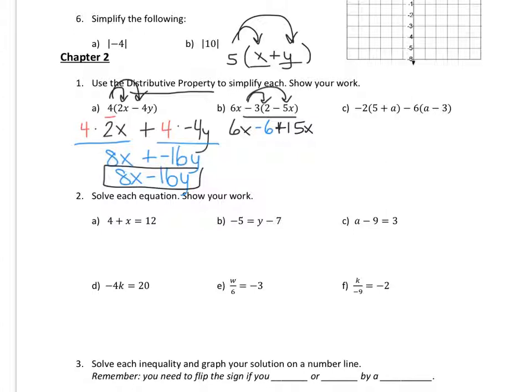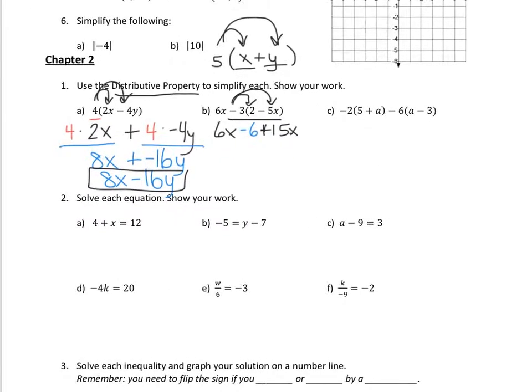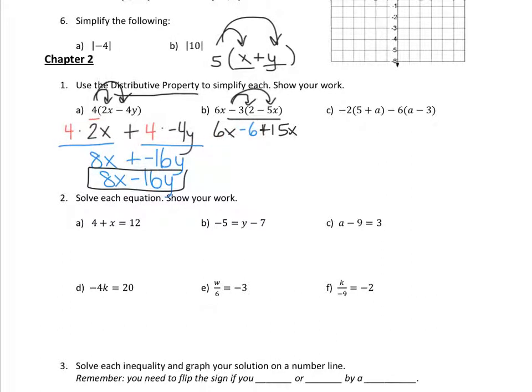So in the end, I combine like terms. I have 3 terms right here. 1, 2, 3. And 2 of them are the same. 2 of them both have x's. So I'm going to add the coefficients. The coefficients are 6 and 15. So that's 21 x's. And then I'm left with the constant, negative 6. You can't combine these two because they're not like terms. One has an x and the other one doesn't.